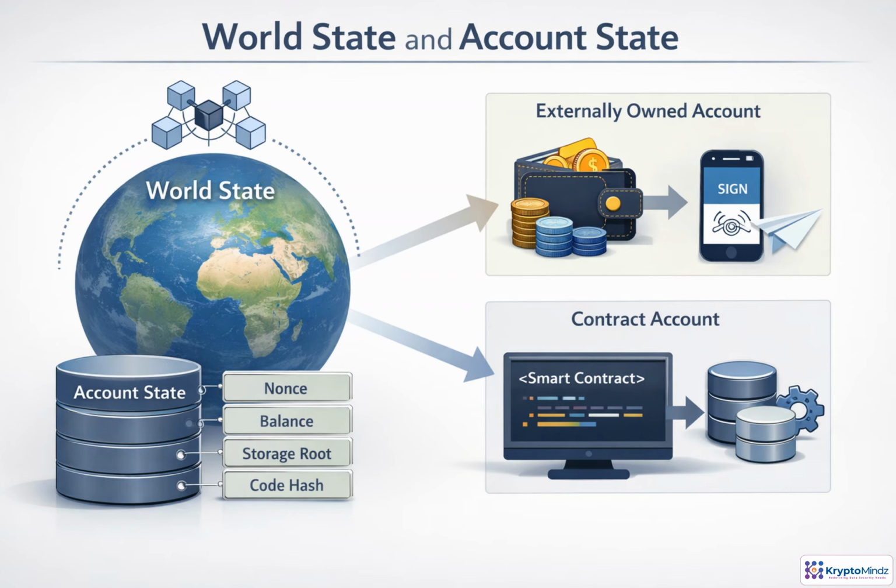World state is Ethereum's live ledger snapshot, the latest result of every transaction executed so far. That snapshot is made of account states. Each account tracks a nonce, balance, storage root, and code hash. Externally owned accounts are controlled by private keys and initiate transactions with signatures. Contract accounts are controlled by code. When transactions execute that code, contract storage changes, and the world state changes with it.